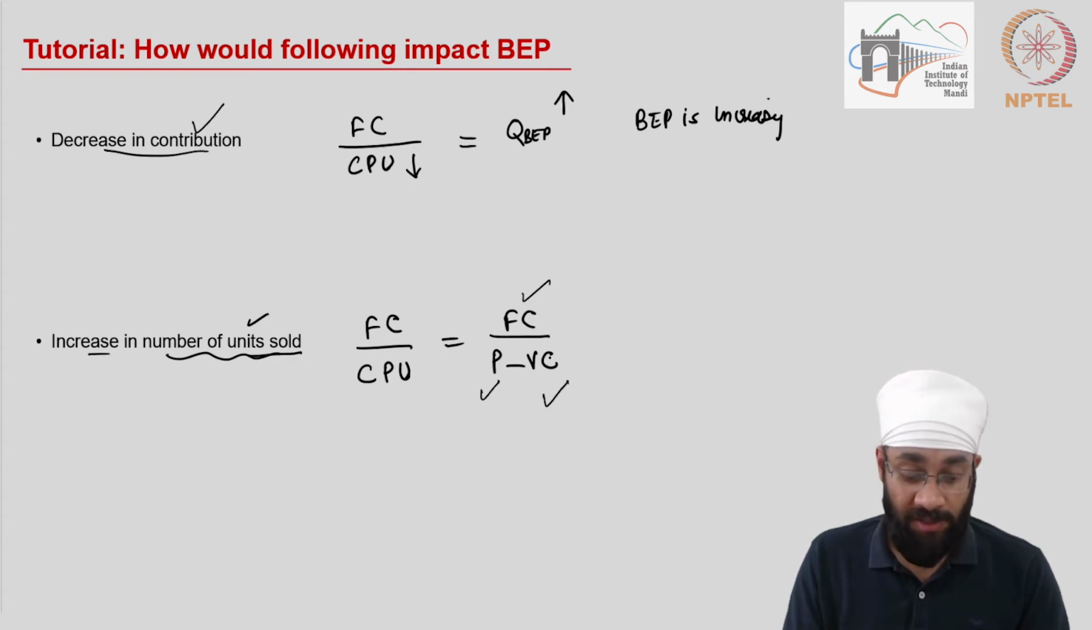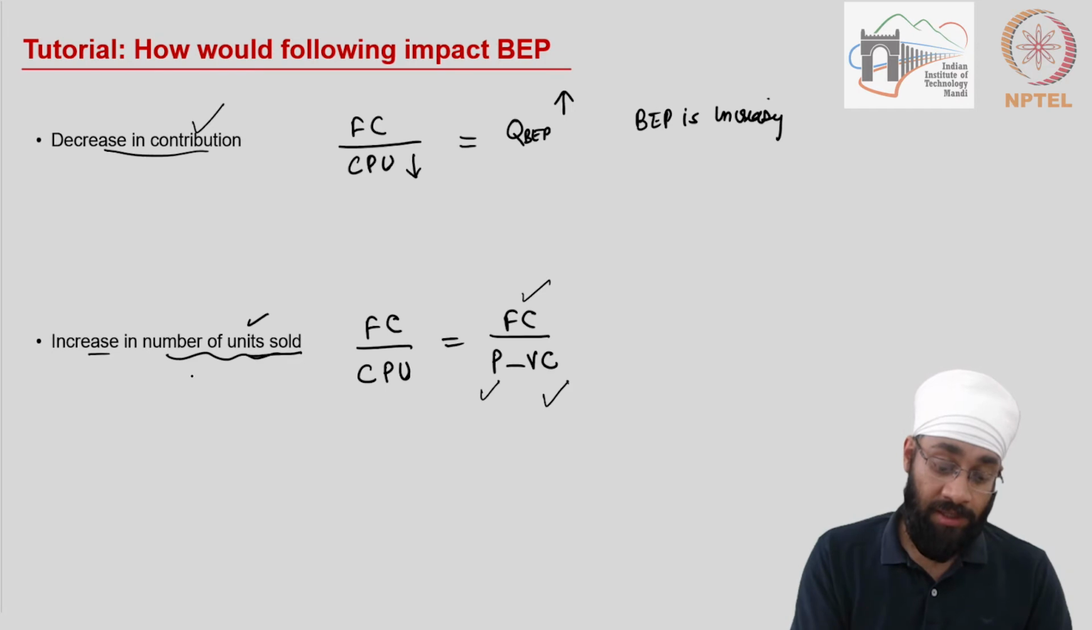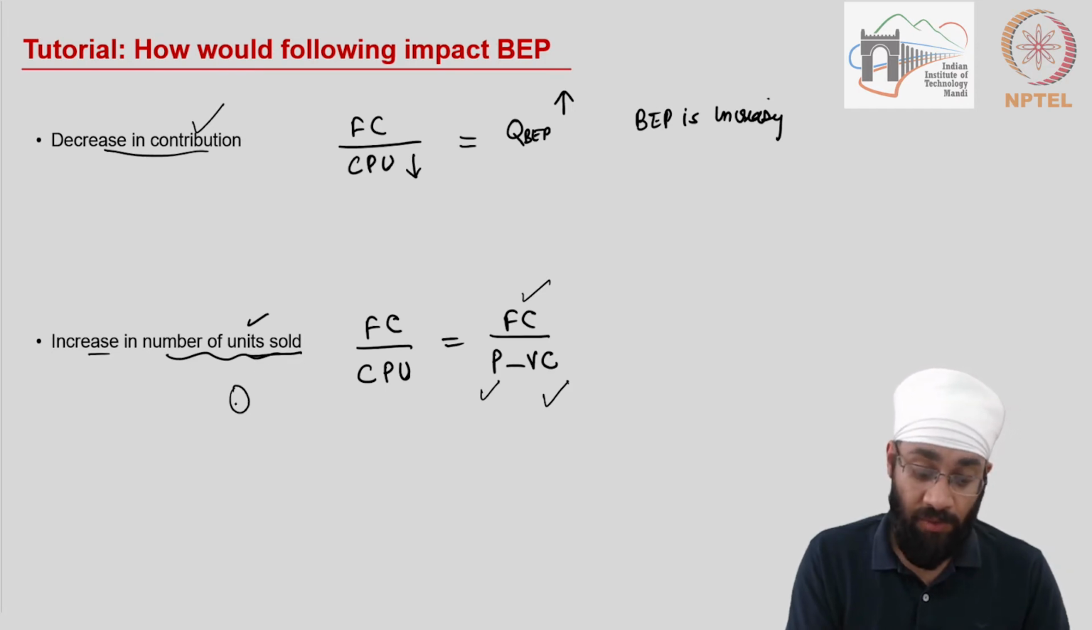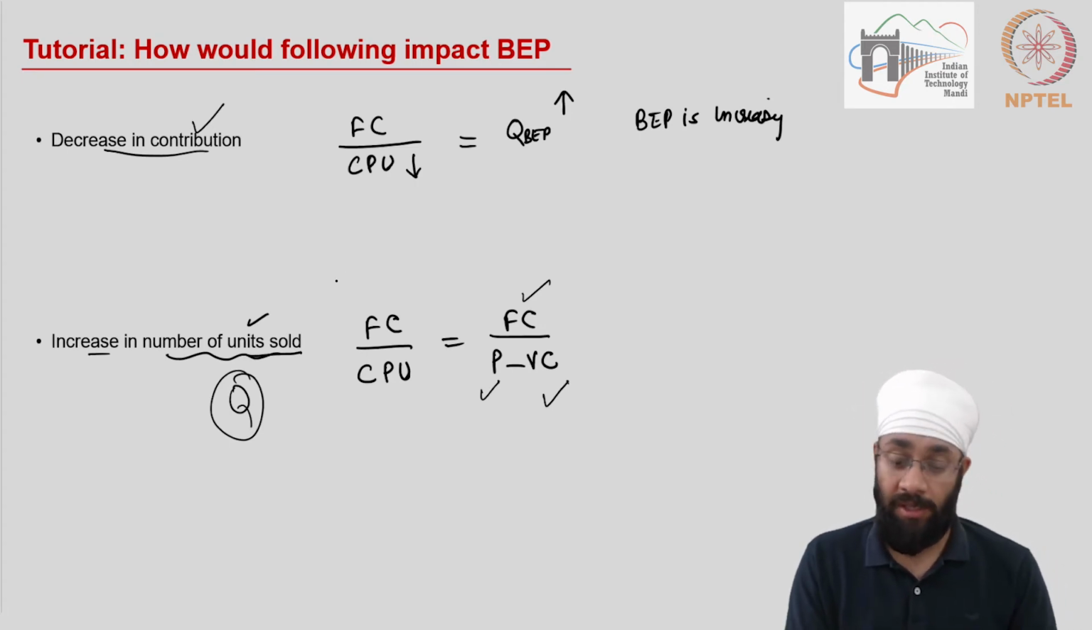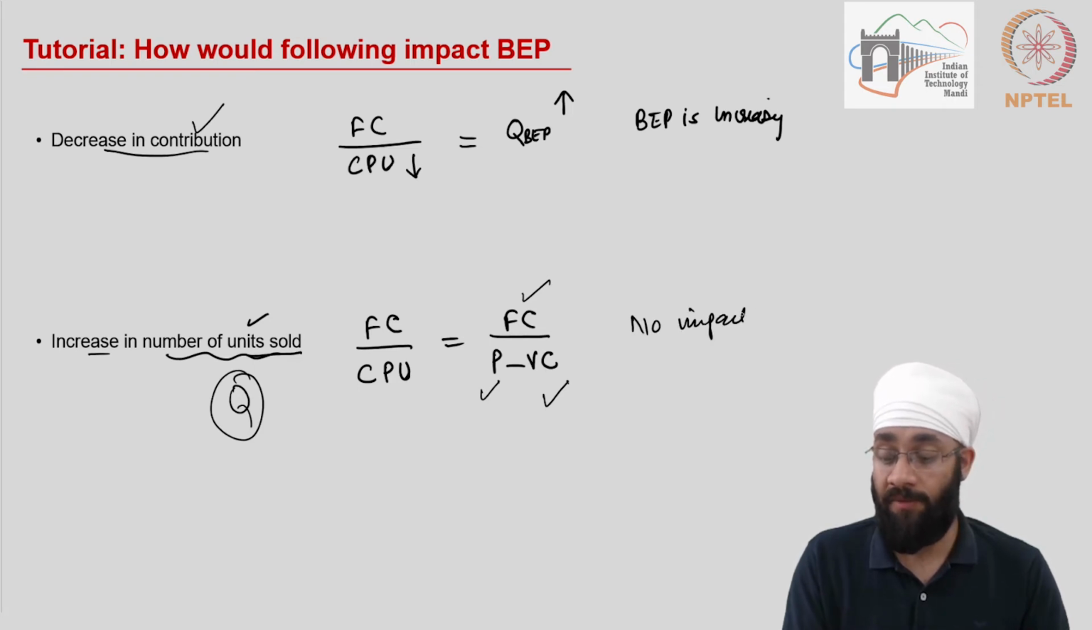It does not mention the number of units, the Q. That is something that needs to be figured out. So how many are you selling? How many are you able to sell? All of that is not affecting the break-even point here. So I will say no impact on break-even point, on quantity of break-even.